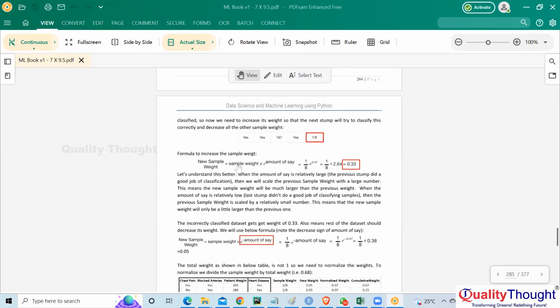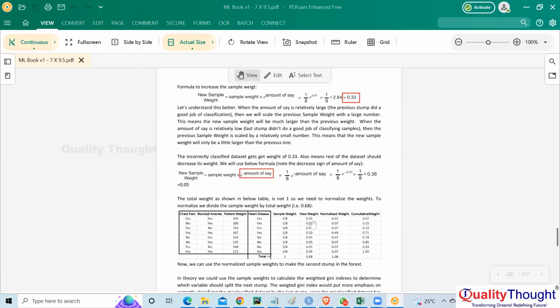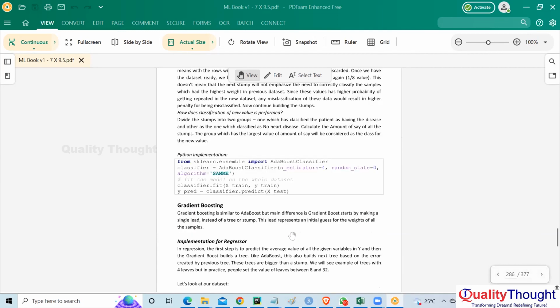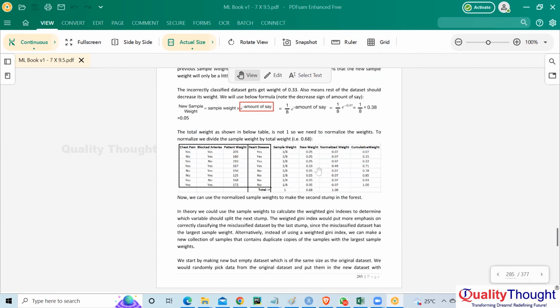So now if you see here, amount of say, let's say if amount of say is also minus 9.97, we get 0.33. Okay. So 0.33 is for, okay, this is the wrong one, right? This is the error. So it is like saying, I'm not been able to classify this correctly, and I've been able to classify rest correctly, except this, because here you have one error, right? So if you have one error here, we are saying that this one, okay, rest is fine.